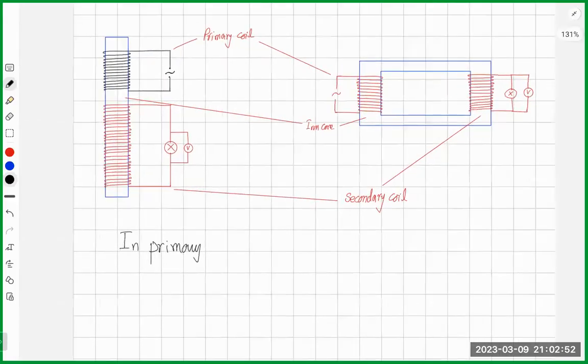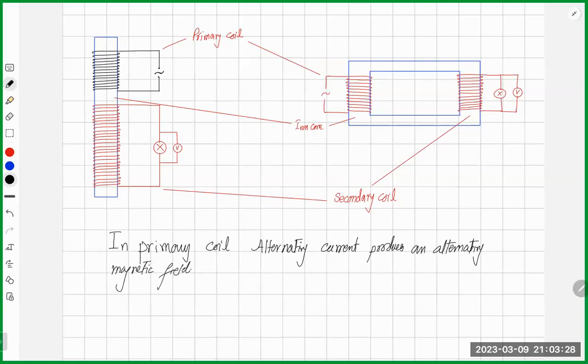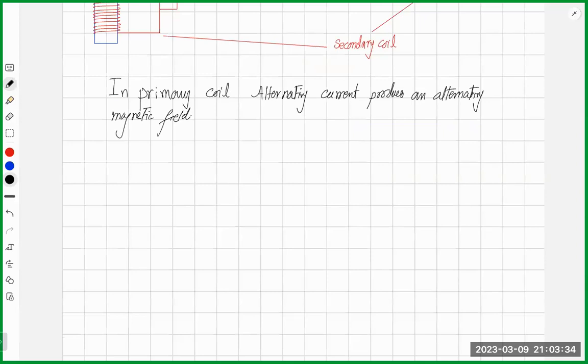Okay, in primary coil, alternating current produces an alternating magnetic field. Alternating current produces an alternating magnetic field.